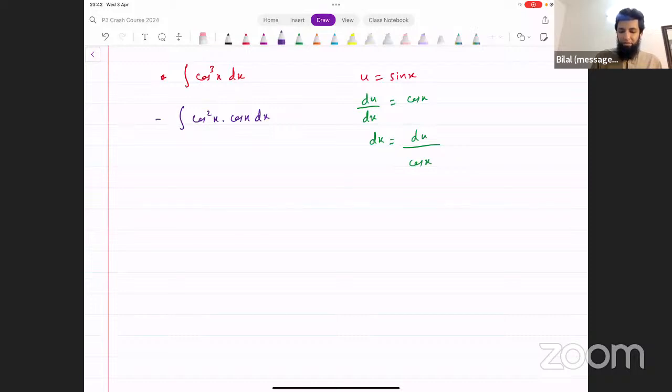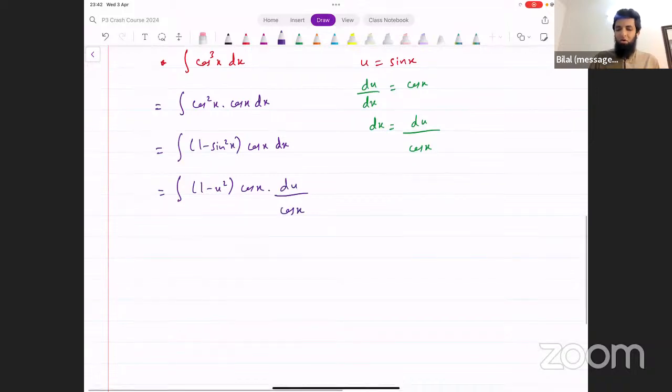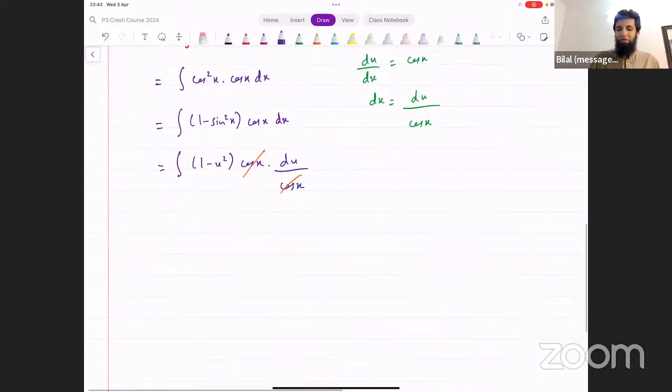In this integral, cos square x can now be written as 1 minus sine square x into cos x dx. Put that substitution here. Instead of sine x, you put u, so it becomes integral of 1 minus u squared into cos x into du over cos x. Now cos x and cos x get cancelled, and we're just left with integral of 1 minus u squared with respect to u. This you can integrate directly.